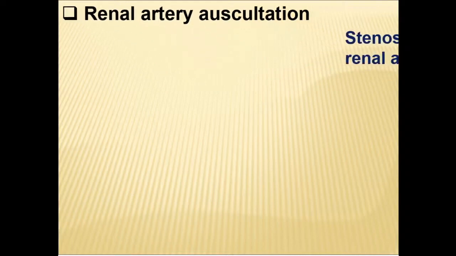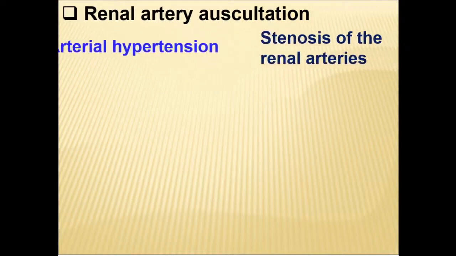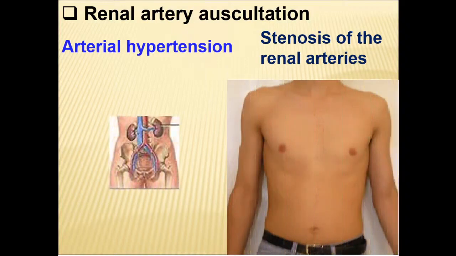Renal arteries are auscultated 2 centimeters above the navel and 2-3 centimeters laterally from the linea alba to the right and to the left, because there are two renal arteries. We auscultate the renal arteries to reveal a murmur, which may be caused by only one problem: stenosis of the renal arteries, an anatomic defect. How can we know about it?